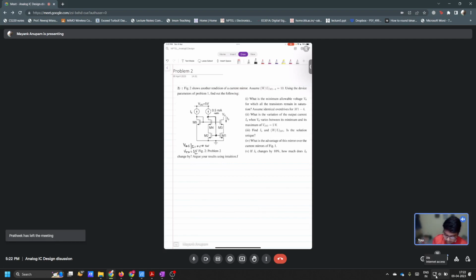So tell me, what is the minimum? Let's find out everything one by one. So what will be this voltage, the gate of M2? What will be the voltage here?